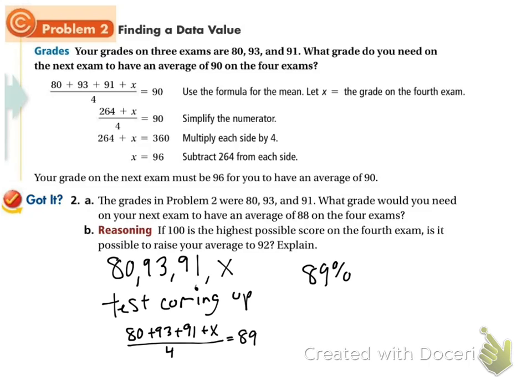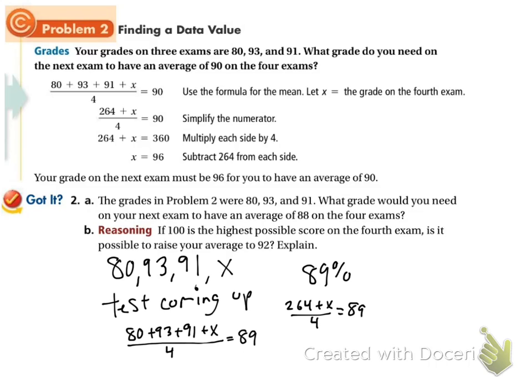So I'm going to add those 3 numbers up. 80 plus 93 plus 91, that gives me 264. So this is (264 + x) / 4 = 89. I'm trying to get the x, right? I want to know what score I need.